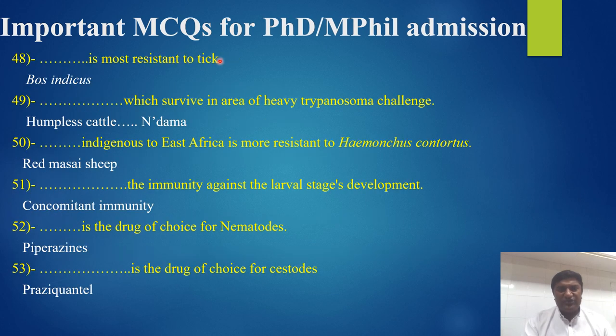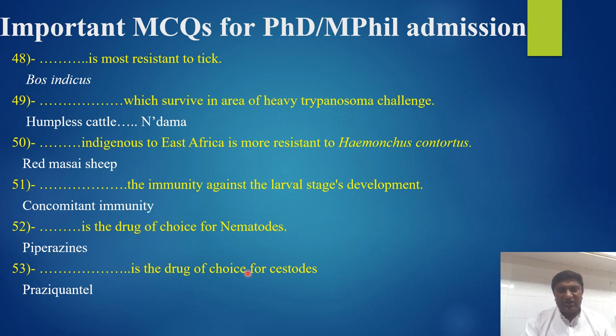Dash is the most resistant to ticks, Bos indicus, which survives in areas of heavy trypanosoma challenge; humpless cattle and N'Dama. The dash indigenous to East Africa is more resistant to Haemonchus contortus than the Red Maasai sheep. Dash is the immunity against larval stage development, the concomitant immunity.